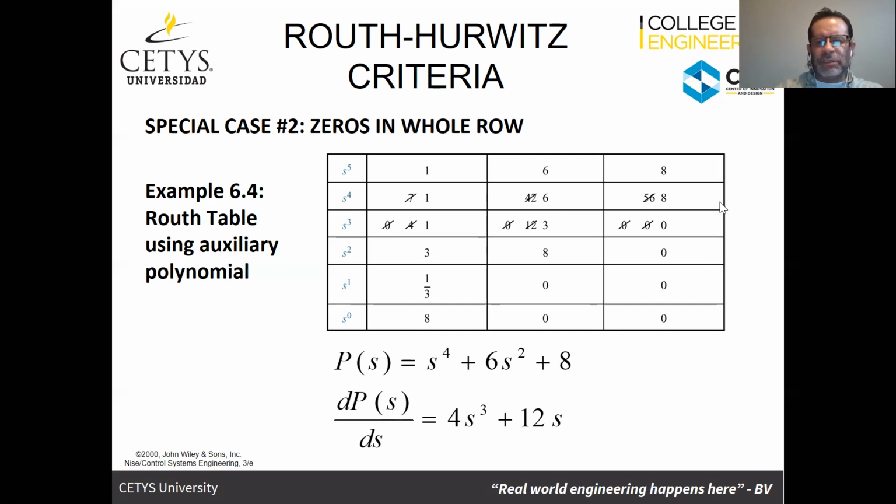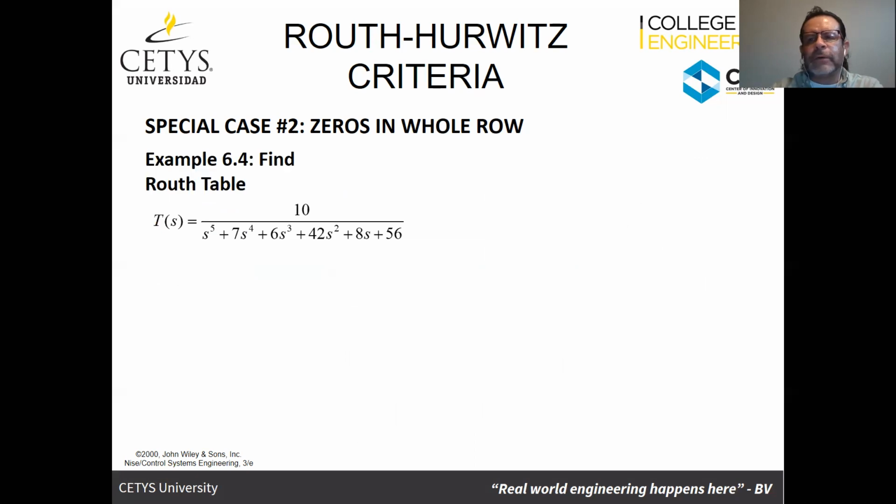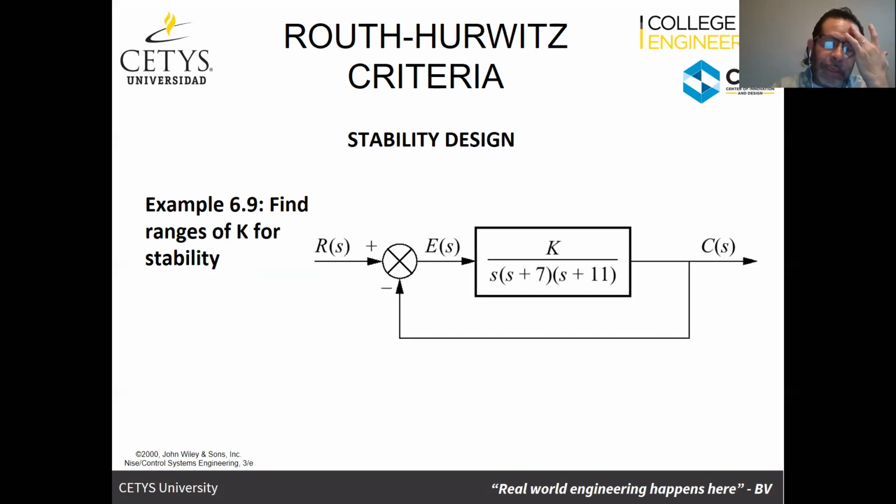Again, I can just grab the characteristic equation, put it in MATLAB, and ask for the poles and identify if there are poles with a positive real component, and that's going to tell me if the system is stable or not. So where is the real use of the tabulation? Well, the real use of the tabulation can come related to stability design. So what does this mean?